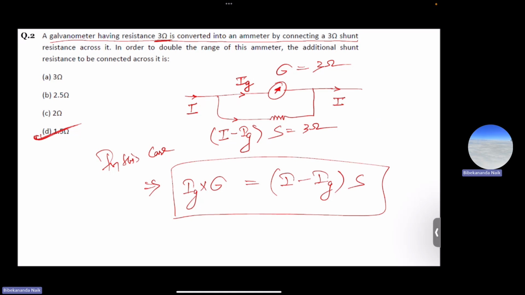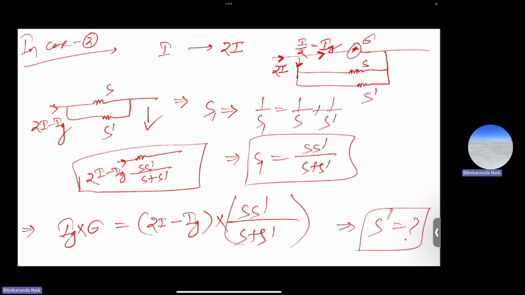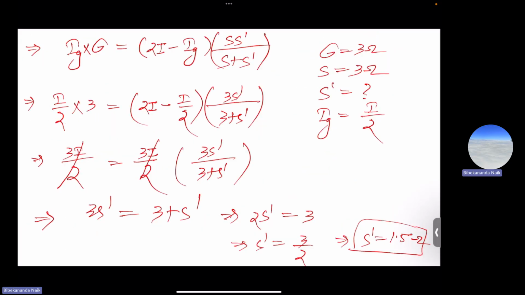In the question it was mentioned, there is a galvanometer which has resistance 3 ohm, and we are converting the galvanometer into an ammeter by connecting another shunt resistance of that same value, 3 ohm. But now we need to double the range of the ammeter, then the additional shunt resistance we need to connect, we need to calculate. So in the given condition, we first calculated the current that will be passing through the galvanometer, then we introduced another resistance. When you introduce a resistor, the total resultant resistance will change. So corresponding to that we had another equation.